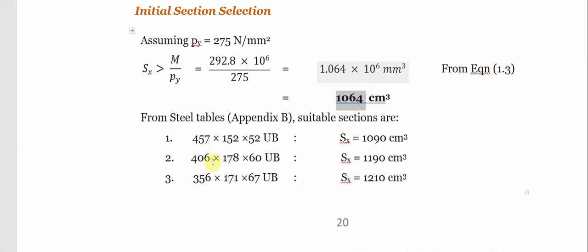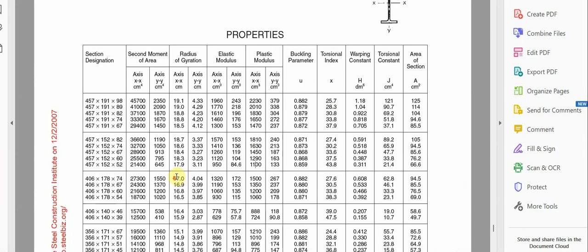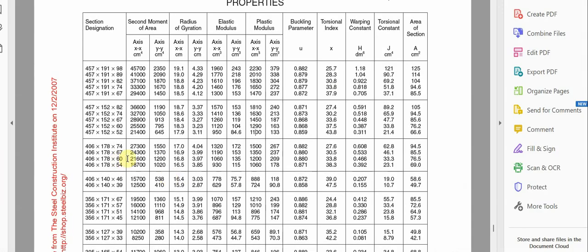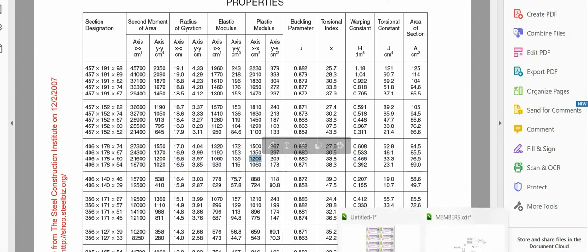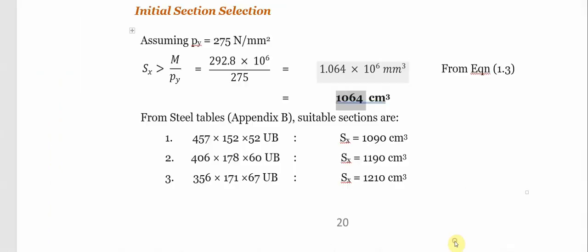So let us see 406 by 178 by 60. We look at this one again. It's 1200 now. So those ones are higher, so we can always take those. I think this one has less than 10 units less than what I have there, but now you will understand what I mean. So we will just select either of these members.